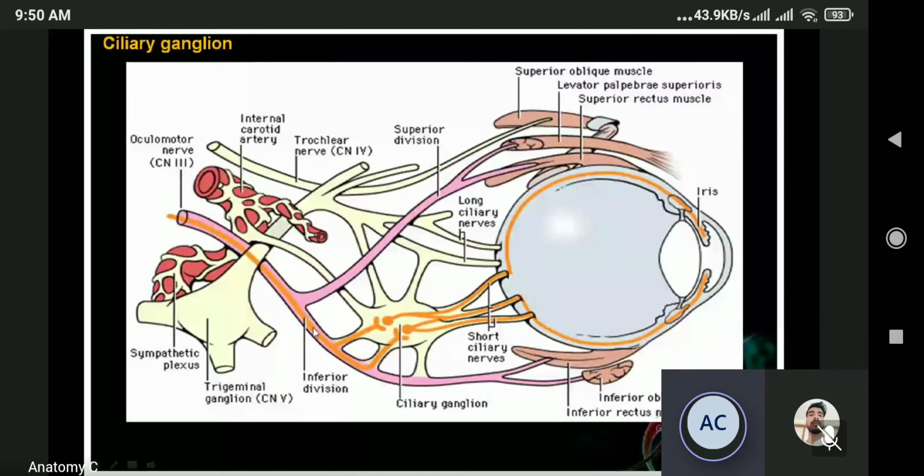It will enter into the ciliary ganglion. It will interrupt at that level. Now, from there, the postganglionic fiber will travel through the short ciliary nerve and finally supply the ciliary muscle and sphincter pupillae. So this is the overall course of the preganglionic parasympathetic outflow of the oculomotor nerve.